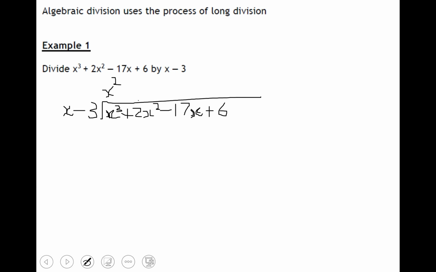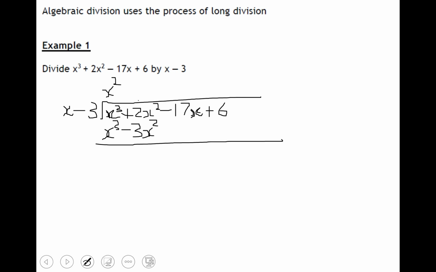Now that's only part of the answer, so what we do next is we multiply that x squared by the x minus 3 and put it underneath the original function. So x times x squared is x cubed. x squared times minus 3 is minus 3x squared. So if we multiply our quotient by the divisor, we get x cubed minus 3x squared, which makes part of the original function. Now what we need to know is how much of the original function we still need to get. So we subtract these two to see what's left over.